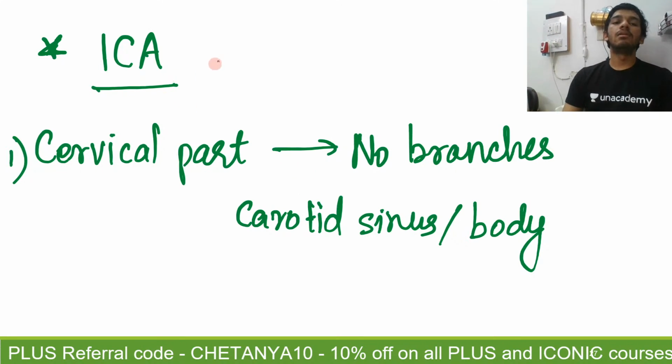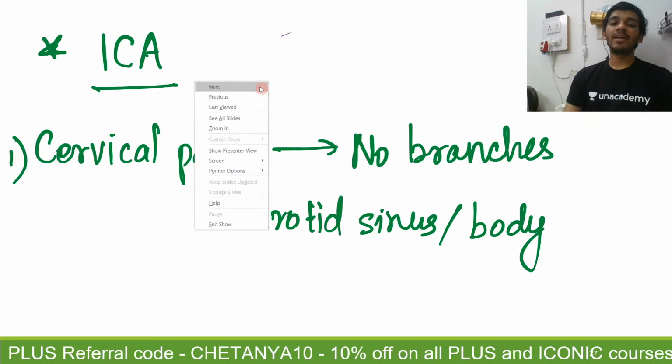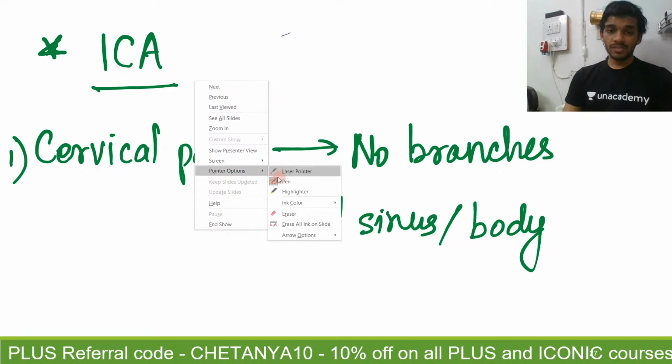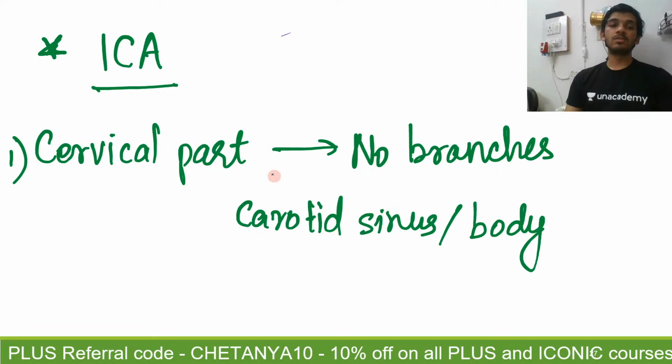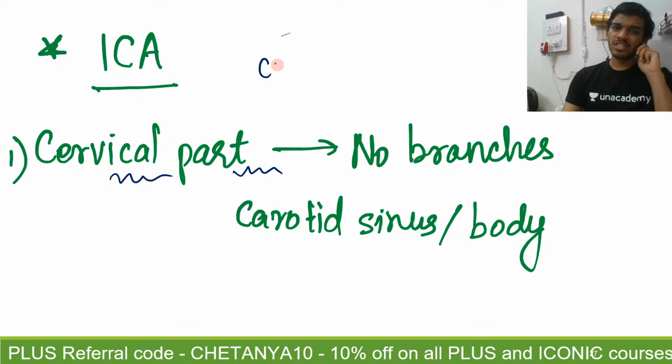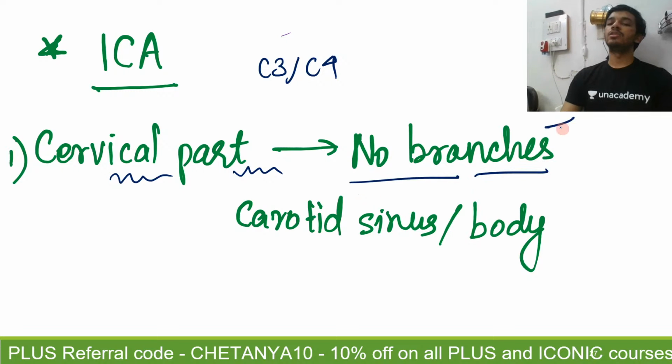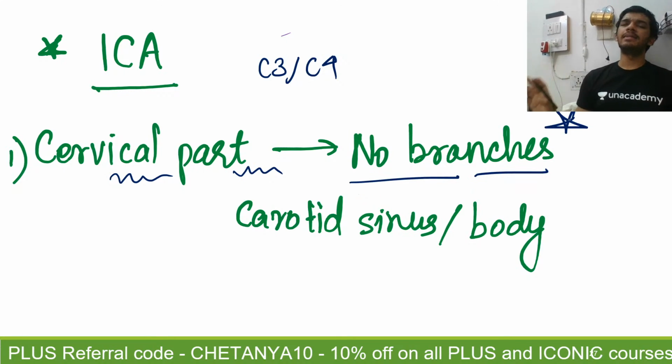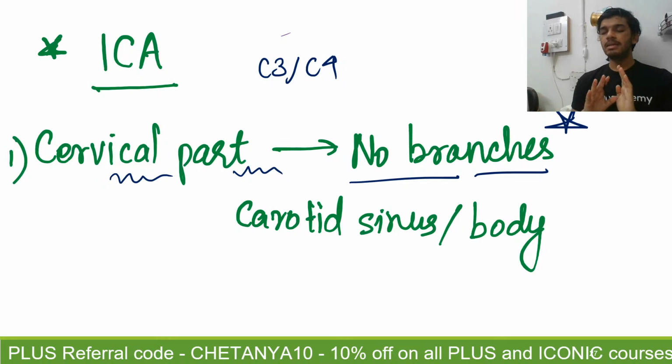So let's start with the internal carotid artery. So here, first thing is that you have a cervical part. Okay, so internal carotid artery is divided into four parts. These four parts, as you can make out from their names itself, the first part is known as the cervical part, which will be present in your neck. At the level of bifurcation, C3, C4. The cervical part does not give any branches. No branches, it stays quietly inside the carotid sheath, does nothing.